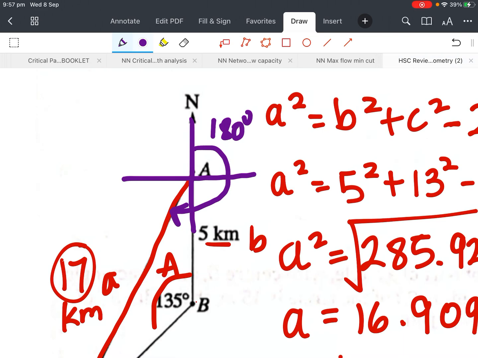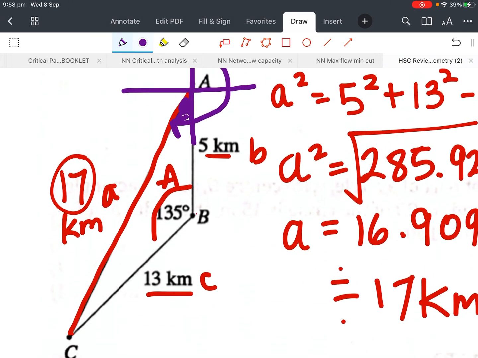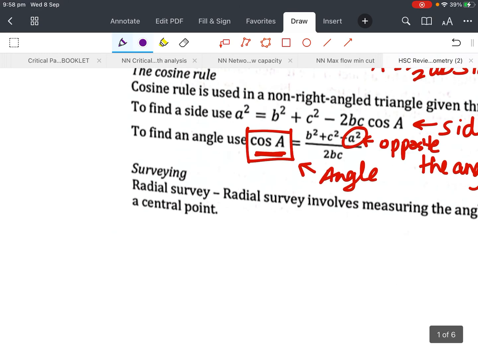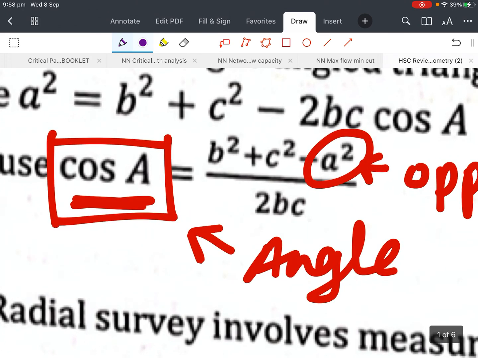So from the north down to the south, that's 180. So I only have to work out that little angle in there. So I'm going to use my triangle. Now that I have my 3 sides, 5, 13 and 17, I'm going to use this formula. Cos A equals b squared plus c squared minus a squared over 2bc.